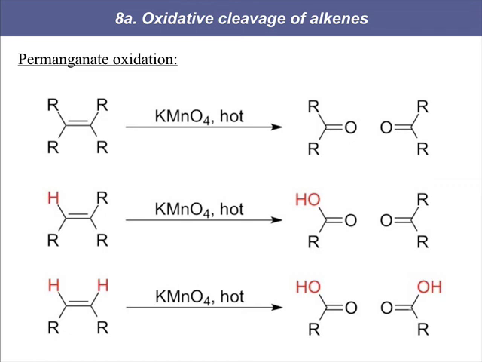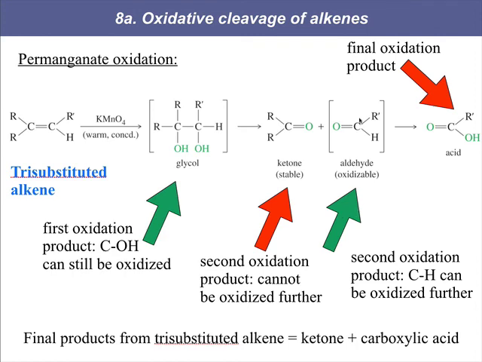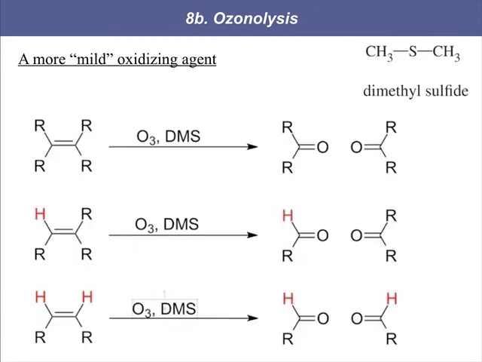One last reaction, if we don't want the carboxylic acids, but instead want the aldehydes. Remember in our previous slide here, the aldehydes were oxidizable by KMnO4. It was not isolated and would get converted into the carboxylic acid immediately. If we want to retain the aldehydes, we're going to use something called ozonolysis.